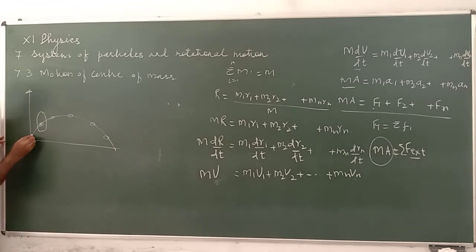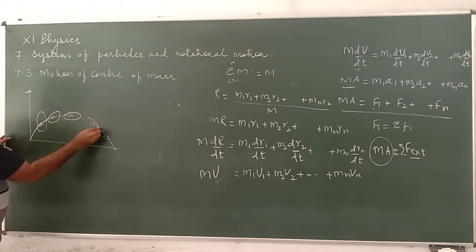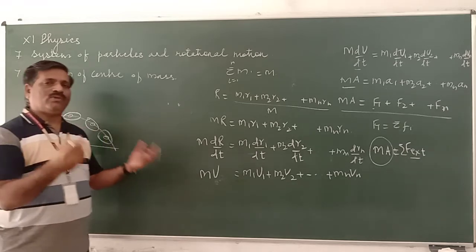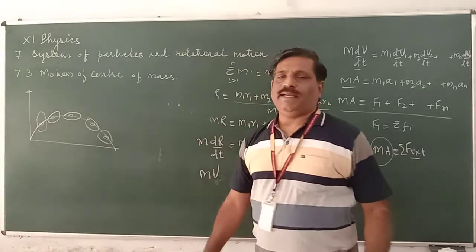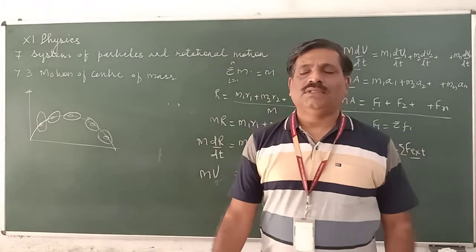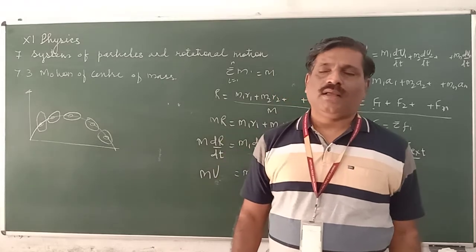What is moving along the projectile? It's the center of mass. So the remaining body may perform rotational motion also. But the center of mass is moving along the projectile path as if it is a single particle.